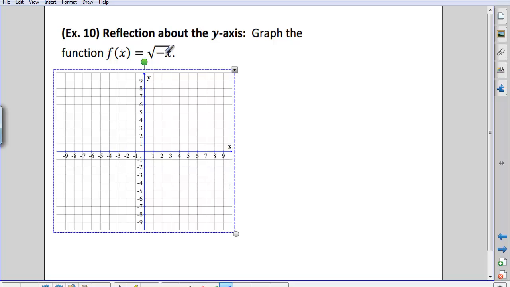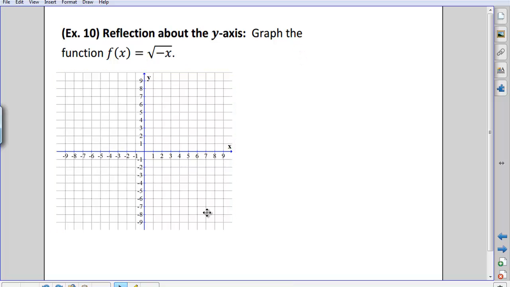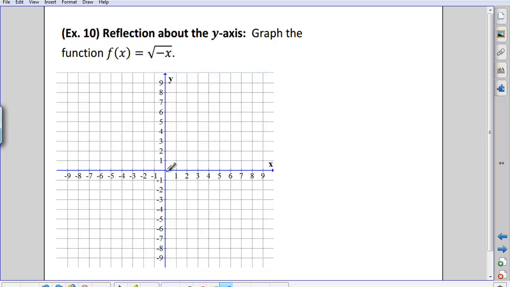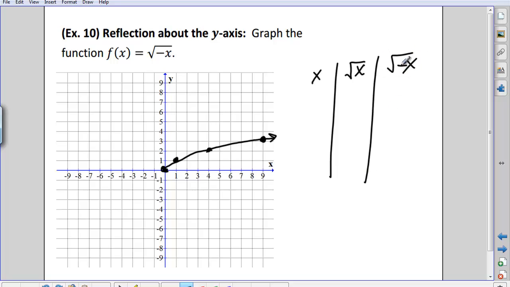Now what if we put a negative sign inside the function? So here, for this square root, of course our original function, if you remember, the square root function looks something like this. We got 0, 0, 1, 1, 4, 2, and 9, 3. So here's our original function. Make a table so we can see it. We're taking the square root. Now what happens if we change that to the opposite and then square it?